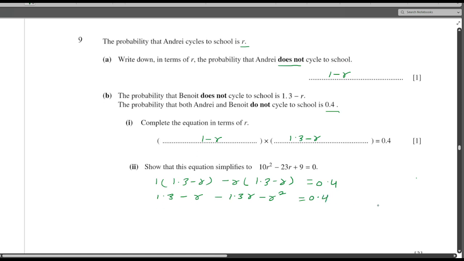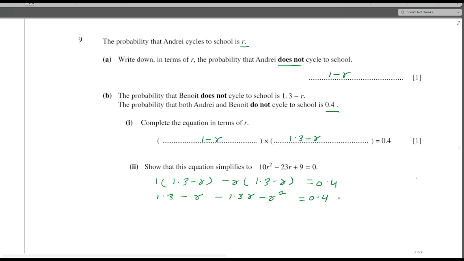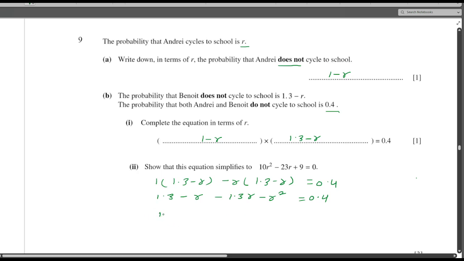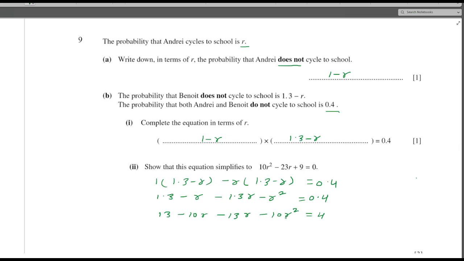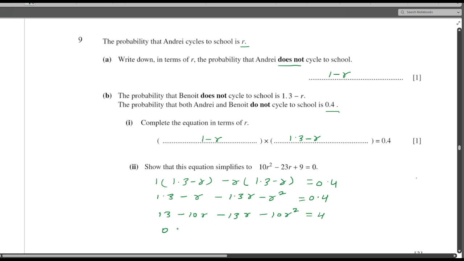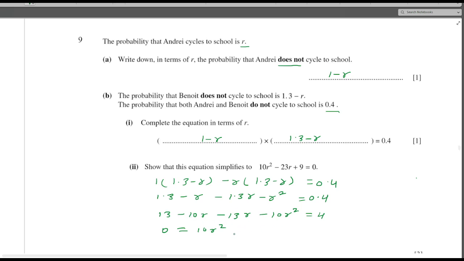Okay, now what I will do, I will multiply both the sides by 10, so that this R square will become 10R square. So here it is 13 minus 10R minus 13R minus 10R square will be equal to 4. Okay, then I will bring everything on the right hand side. Why am I doing that? Because I want to make R square a positive term. So here on the left side it will be 0, on the right side it will be 10R square. Then minus 10 minus 13 is minus 23, it will go on that side.